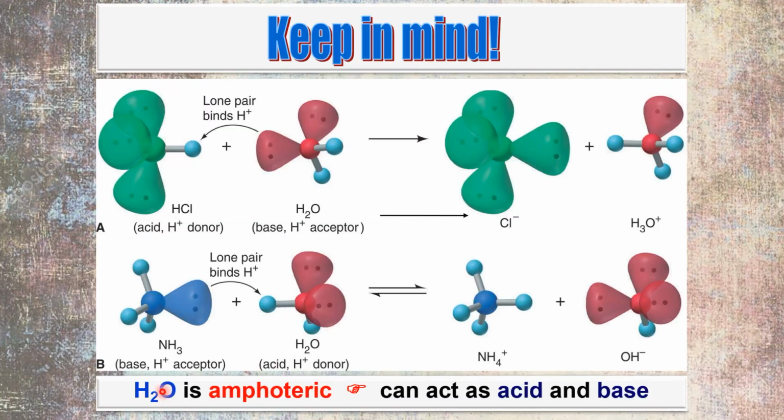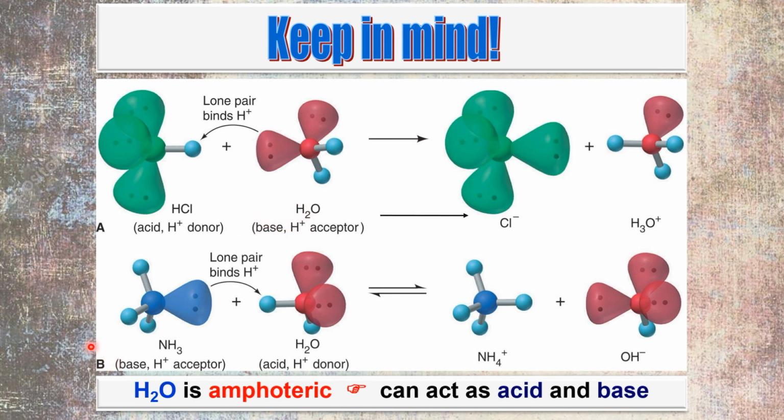Keep in mind, H2O is amphoteric. Amphoteric means it can react as an acid and also as a base, depending on the other reactants. For example, in reaction A, HCl dissociates in water. HCl donates a proton, so HCl is an acid, donating a proton to H2O. Since H2O has a lone pair, it can accept H plus. Because of that, H2O reacts as a base.